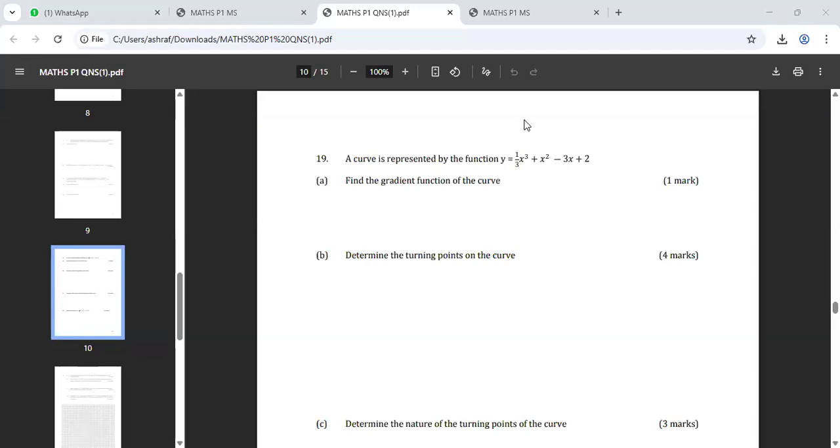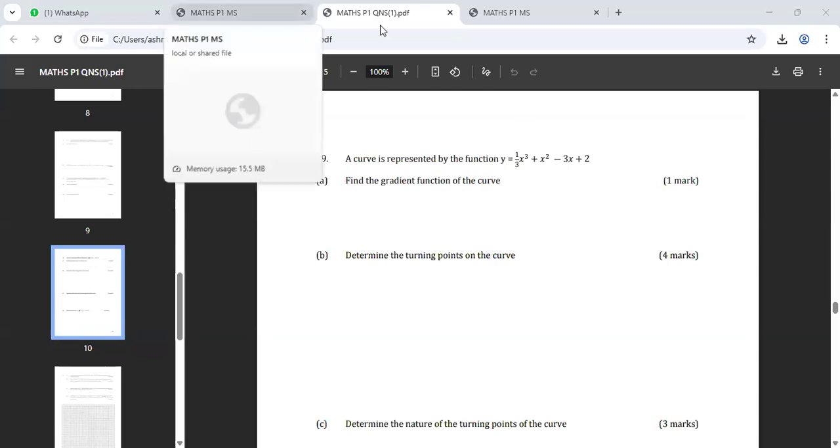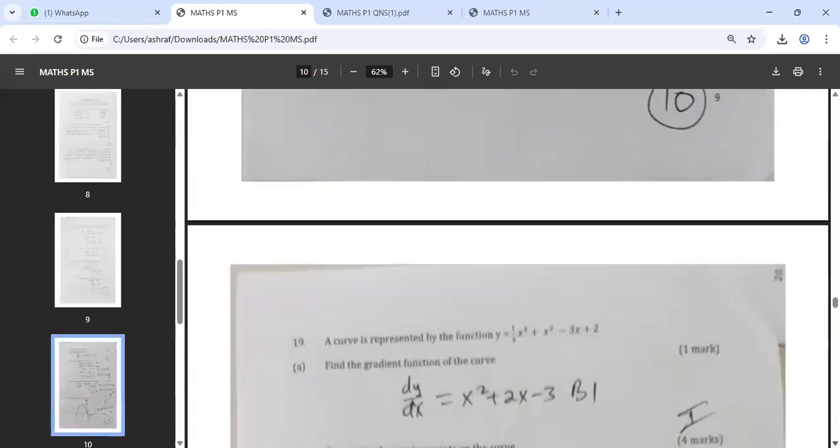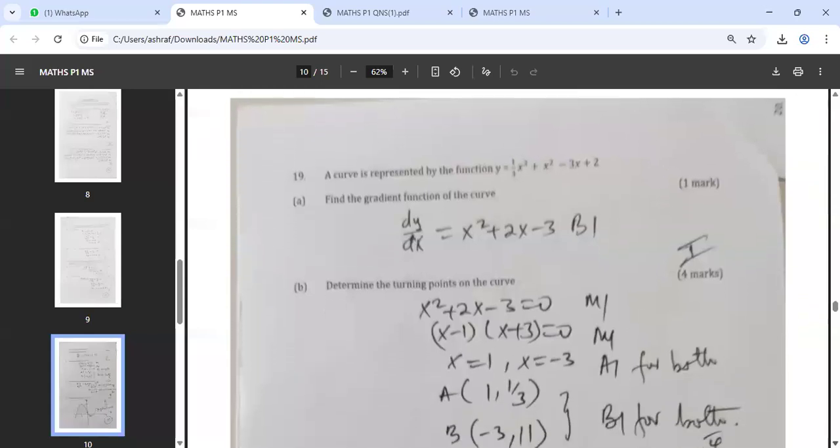Is it okay? Is it okay? Jeff, you're okay? Aya, so this is what we have. Someone has disappeared, saying show working.